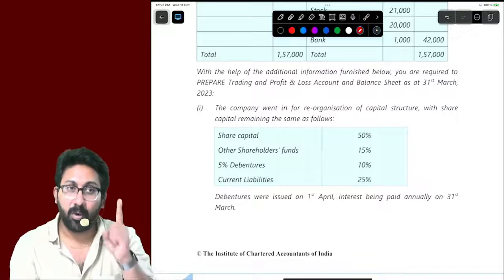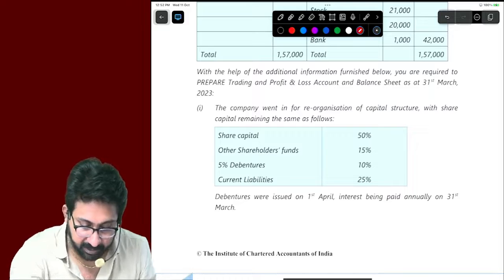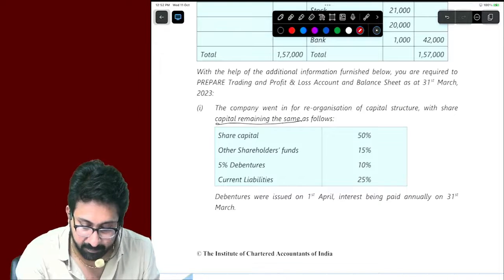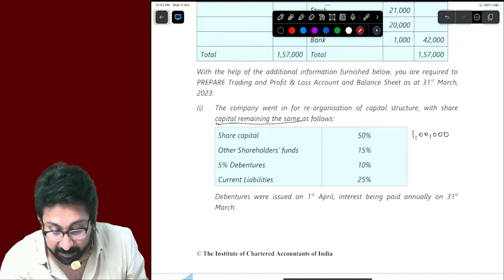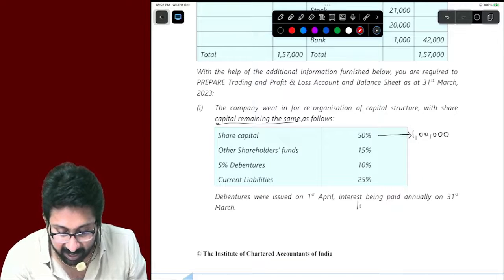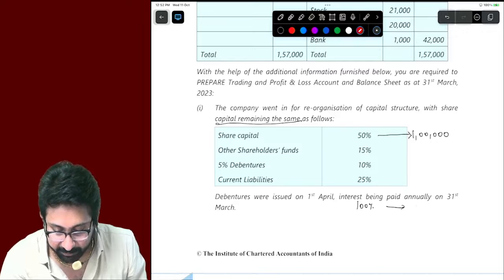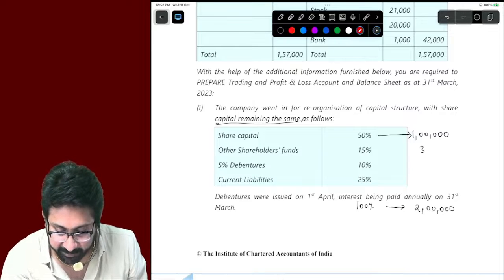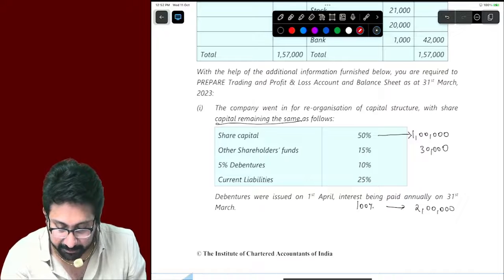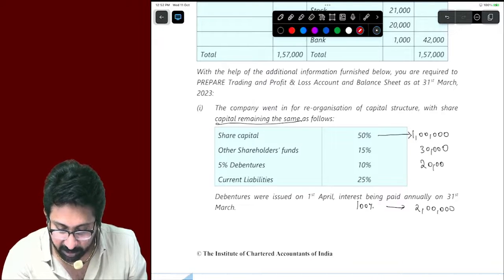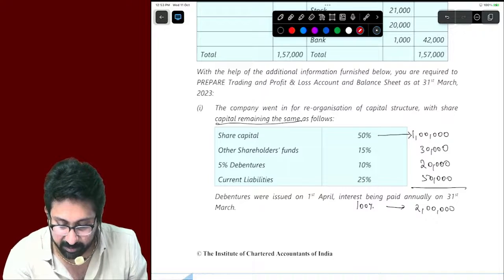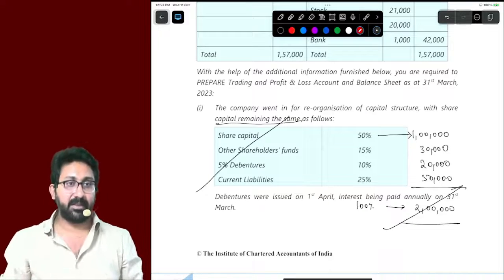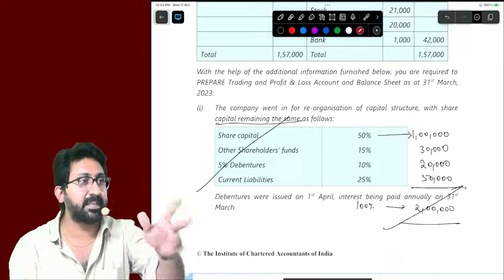Listen. One hint they have given: share capital remaining the same. Means share capital will be the same. If 50% is equal to 1 lakh, 100% will be how much? In the 2 lakh, how much will be 15%? 30,000. How much is the 10%? 20,000. How much is the 25%? Total is how much? That's all. Bit number 1 completed. This is the first information that they have given us.